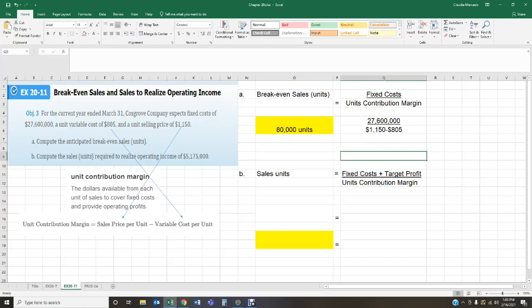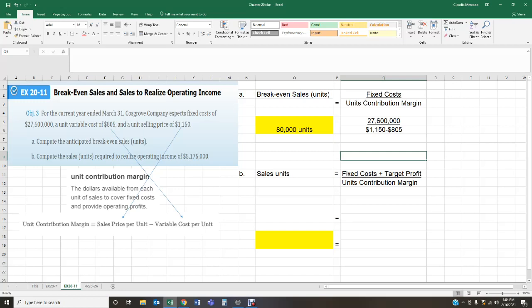Now, requirement B says to compute the sales units required to realize operating income of 5,175,000. So here they're putting you in a situation where, if I want to generate operating income of 5,175,000, and this happens a lot, management just comes up with these numbers. What if this were to happen? Or what if that were to happen? Give me numbers that tie to these what-if statements. So what if I wanted my operating income to be 5,175,000? How many sales in units are required to realize that operating income?